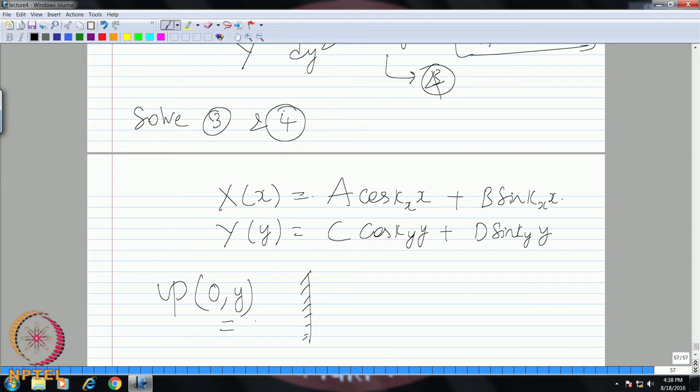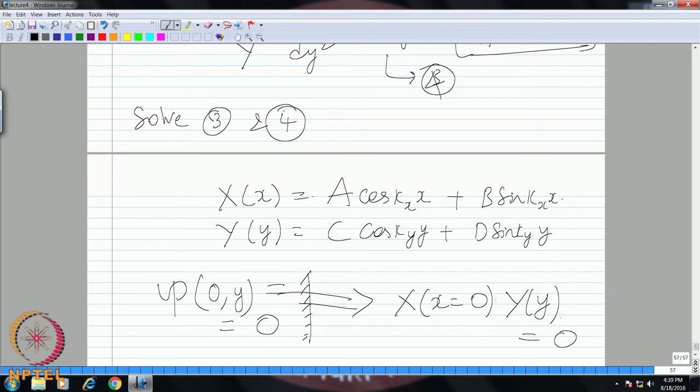So, this should be equal to 0 because the potential energy constraint is infinity. So, what will happen to the corresponding value of X at x equal to 0? This is equal to X at x equal to 0 times Y of y, right? So, this should be equal to 0. If Y of y is 0, the entire solution is trivial.